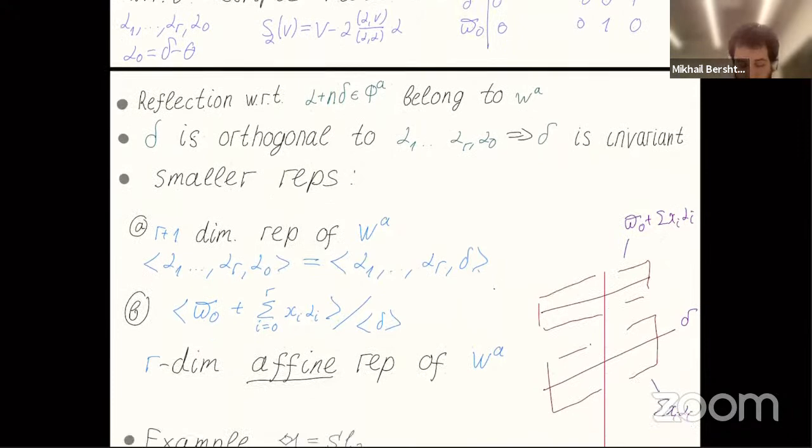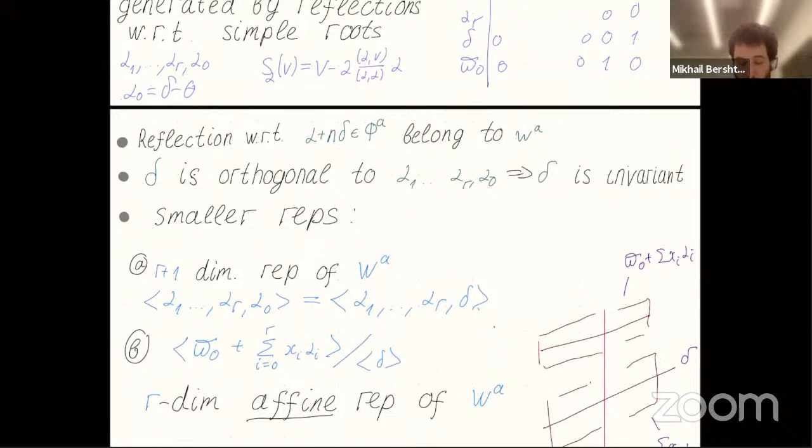And one way is to take just the subspace generated by all alphas, and this subspace is invariant, because everywhere when we take a reflection, we shift our vector by a sum of alphas. So this subspace is invariant. We can take either alpha 0 or delta, and these are just one-dimensional representations.